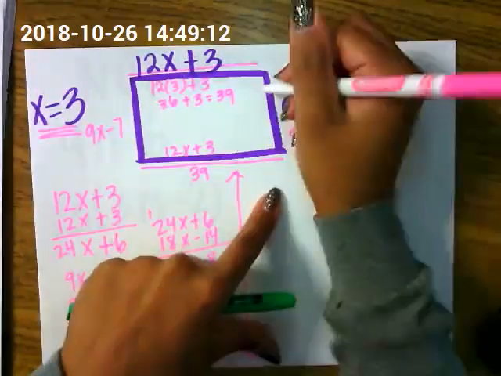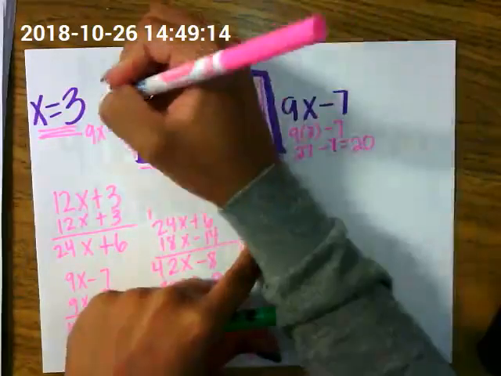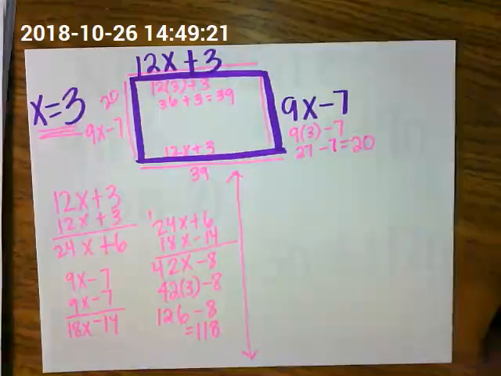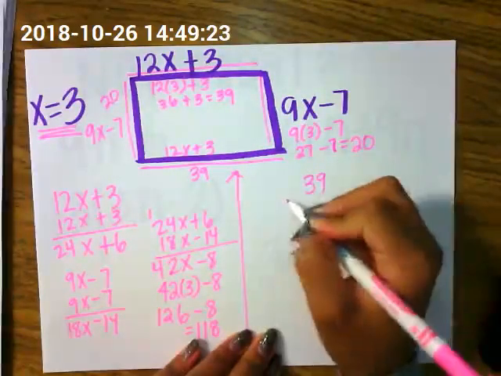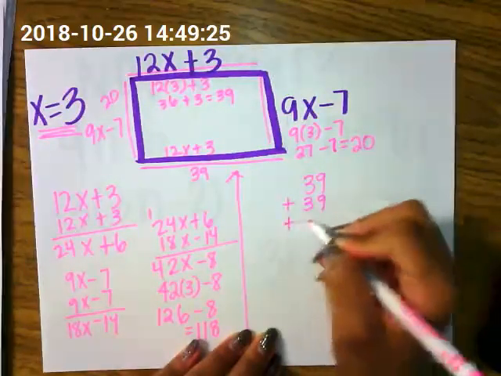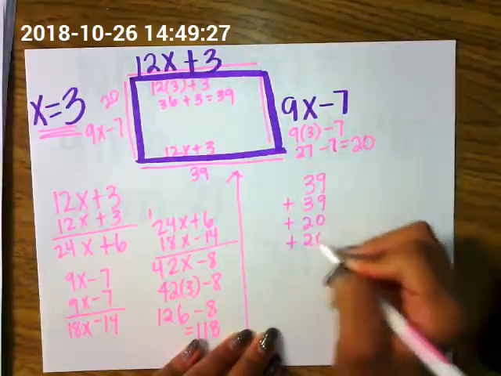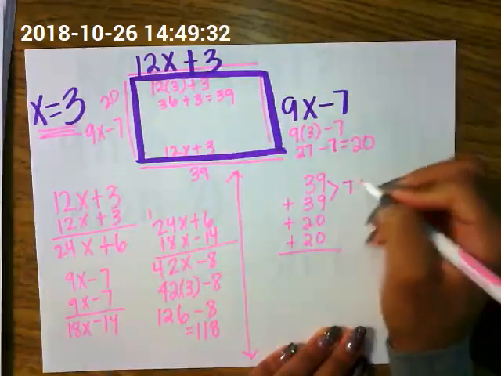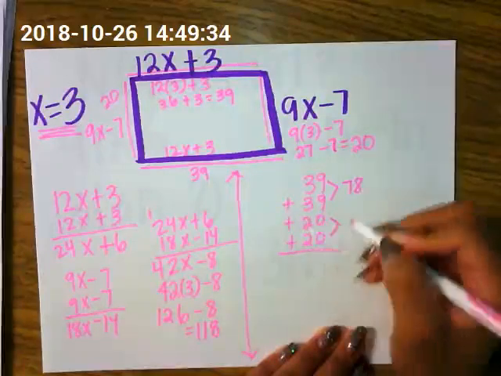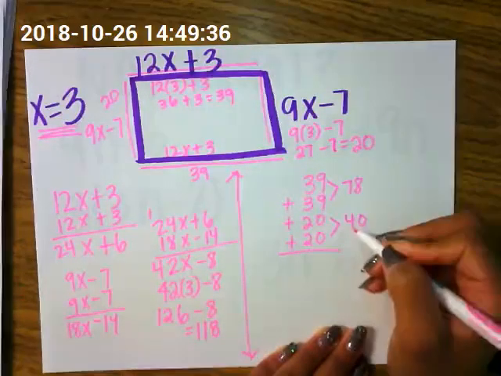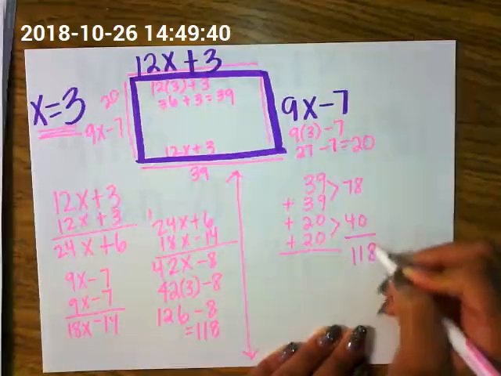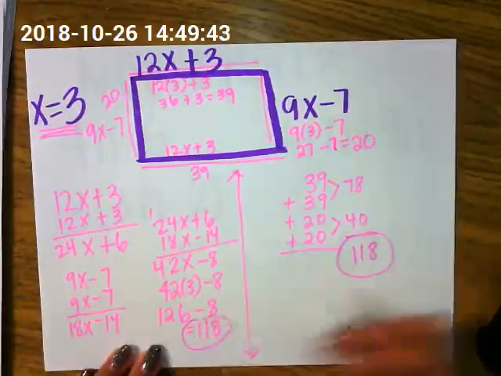And so if this side is 20, what's this side? 20. So I quickly found all of the sides of my rectangle. Now I just need to add them all together. So 39 plus 39 plus 20 plus 20. 39 plus 39 is 78. And then 20 plus 20, 40. So 78 plus 40, 118. And I get the same 118 I got over here.